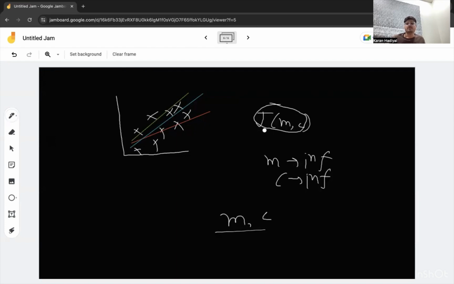And what is the cost function? The cost function is the sum of squares of the difference between actual value and predicted value. So this is the logic behind linear regression.